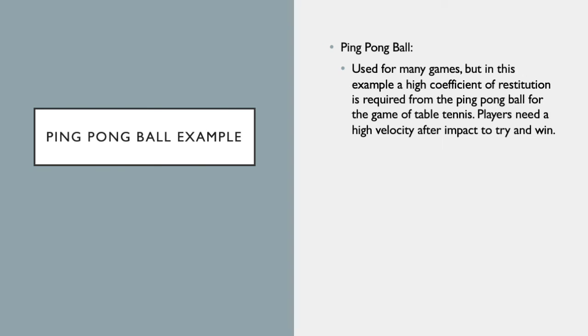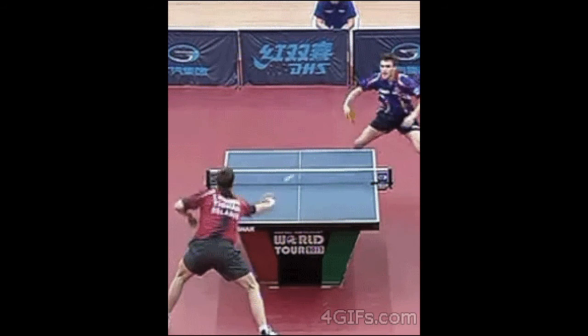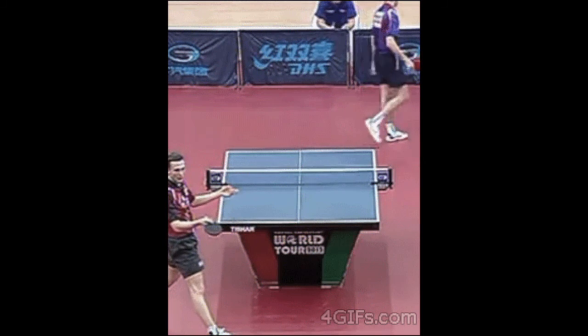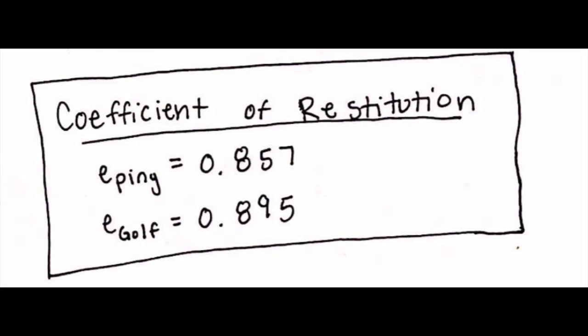A ping pong ball needs a high coefficient of restitution as well, since it needs to bounce well on the ping pong table. The golf ball has a higher coefficient of restitution since it needs to bounce better and have a better transfer than the ping pong ball, but they both have high values because of their applications.